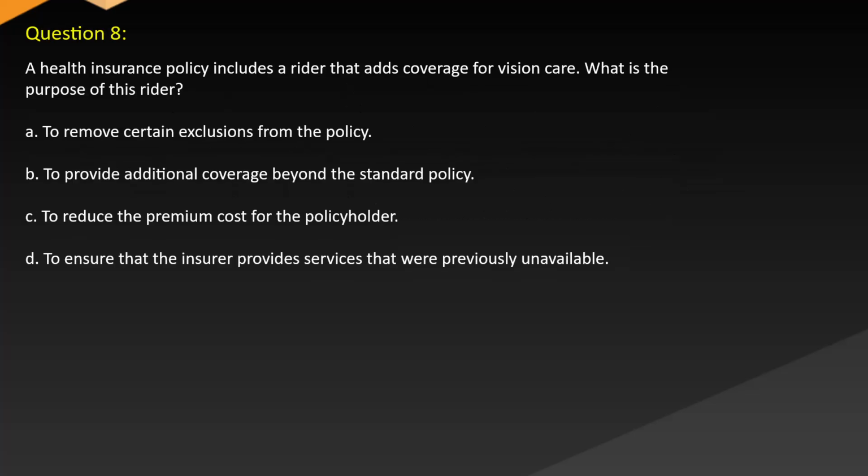Question 8. A health insurance policy includes a rider that adds coverage for vision care. What is the purpose of this rider? A. To remove certain exclusions from the policy. B. To provide additional coverage beyond the standard policy. C. To reduce the premium cost for the policyholder. D. To ensure that the insurer provides services that were previously unavailable.